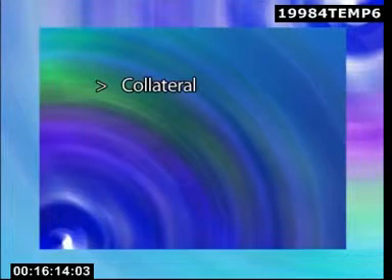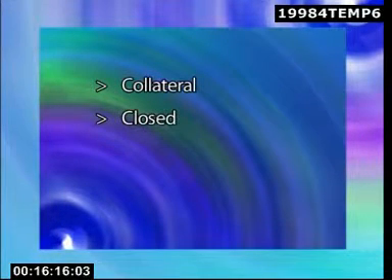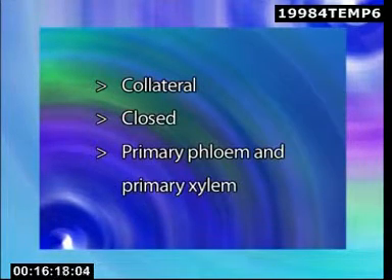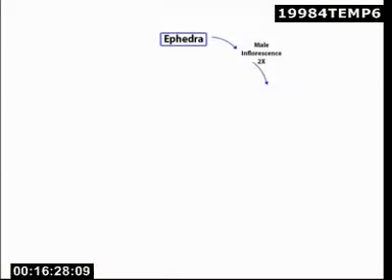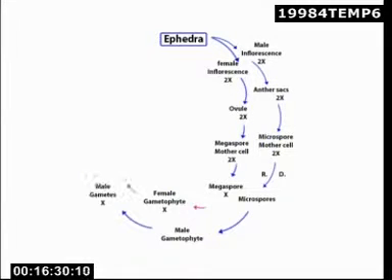The vascular bundles are collateral, closed, and consist of primary phloem and primary xylem. Transfusion tracheids with bordered pits and thickening bars occur occasionally on the flanks of the xylem. Now, life cycle or reproduction of Ephedra.